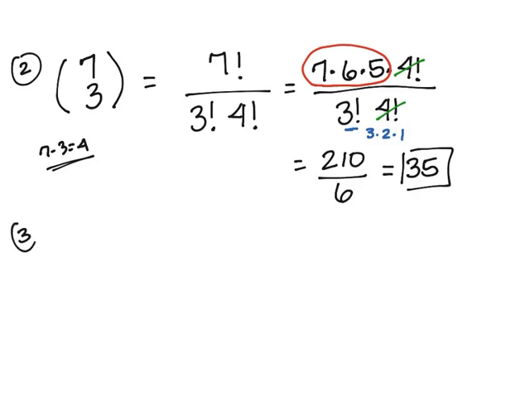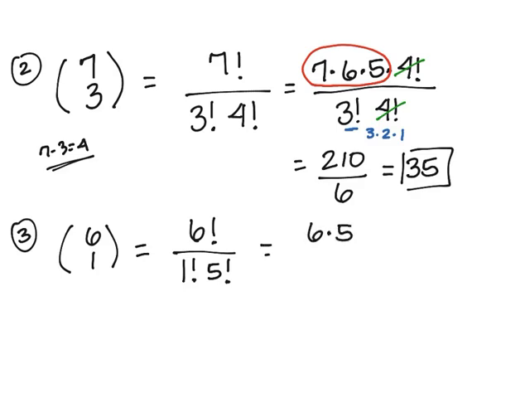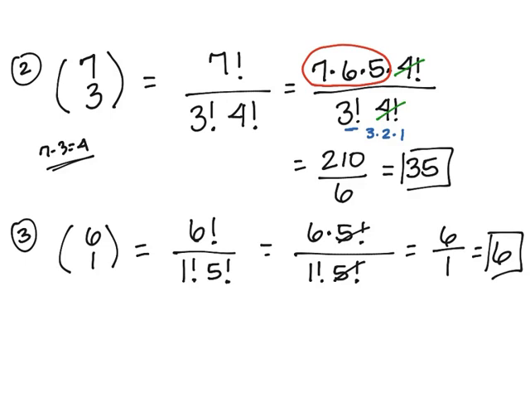Okay. What if we were to have 6 choose 1? That would be 6 factorial over 1 factorial and 5 factorial. So we're going to walk the top down to 5 factorial because they can cancel. So we're left with 6 over 1, which is just 6. So you can always say that if I give you a number over 1, then the answer is going to be that number. It would be the same setup if you did 15 choose 1.